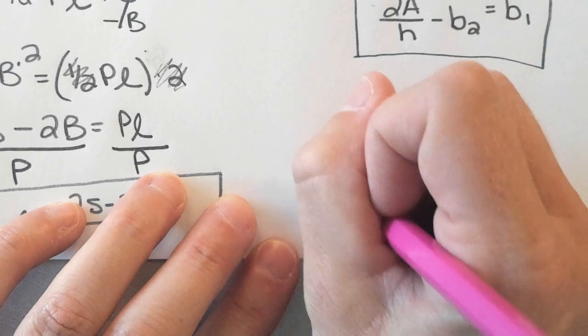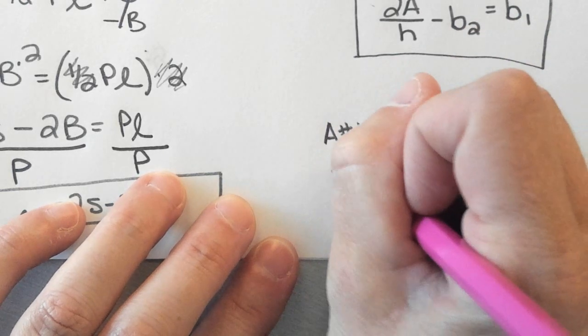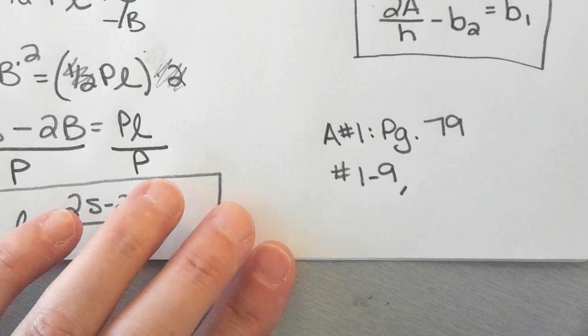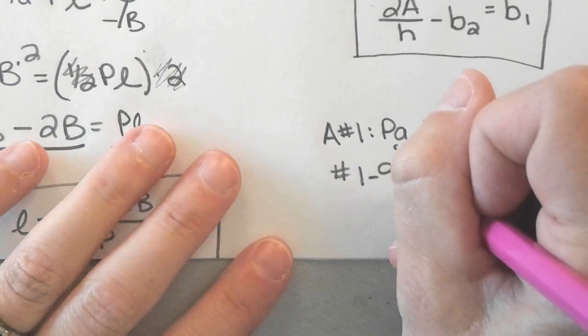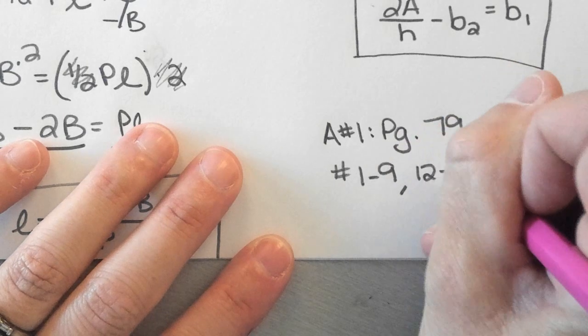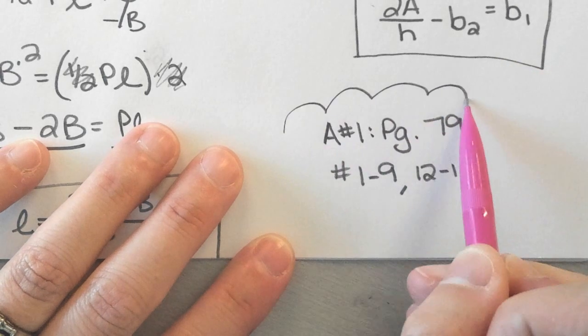Page 79 is the homework. 1 to 9 are the solving, just the normal basic ones like we've been doing. And then the 12 to 14 are the formulas where you're trying to solve it for a letter.